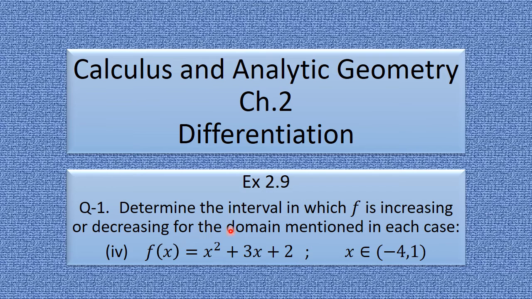Exercise 2.9, question number 1, part 4. We have to determine the interval in which this function is increasing or decreasing for this particular domain, x belongs to -4 to 1. Solution. Let f of x equals x square plus 3x plus 2, and we have to consider the values of x from -4 to 1.